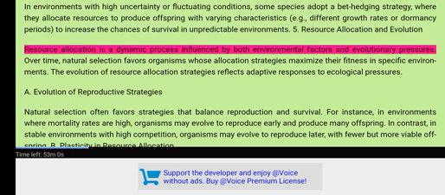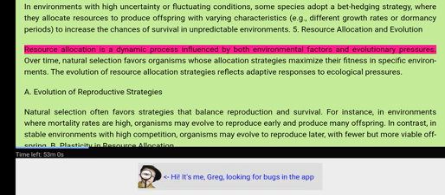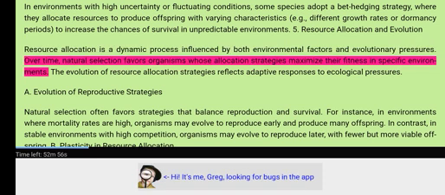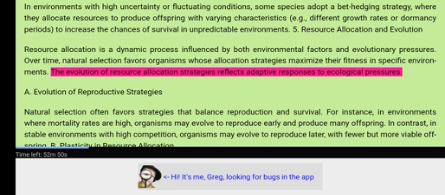5. Resource allocation and evolution. Resource allocation is a dynamic process influenced by both environmental factors and evolutionary pressures. Over time, natural selection favors organisms whose allocation strategies maximize their fitness in specific environments. The evolution of resource allocation strategies reflects adaptive responses to ecological pressures.